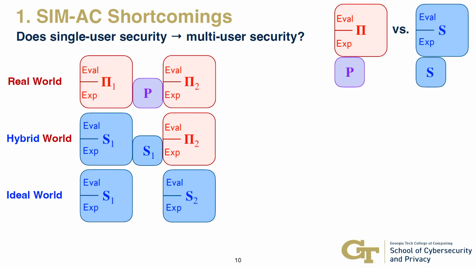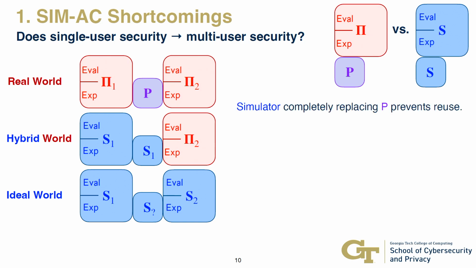We could have also noticed the issue if we tried to start from the other direction. When we're defining our simulator, how is it going to respond to ideal primitive queries? It's completely unclear, because we have these two different simulators, each of which expects complete control over the ideal primitive.